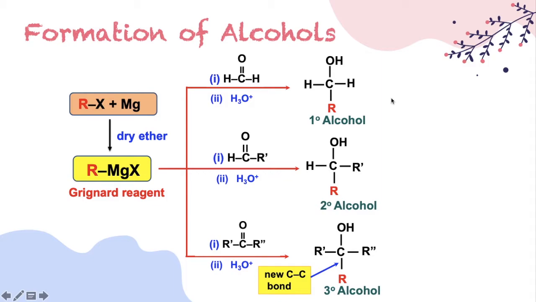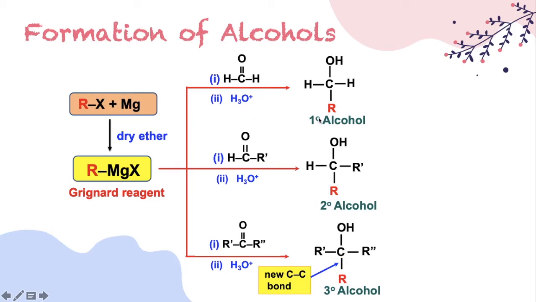Similar to haloalkane, alcohol also has different classes. Primary alcohol is alcohol where the functional group is attached to a primary carbon. Secondary alcohol has the hydroxyl functional group attached to a secondary carbon. And tertiary alcohol has the hydroxyl group attached to a tertiary carbon.